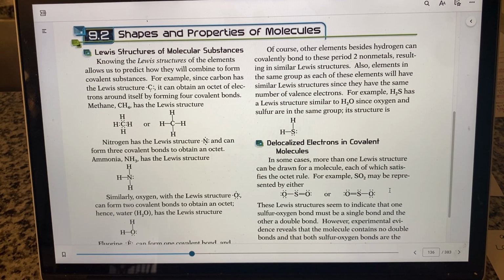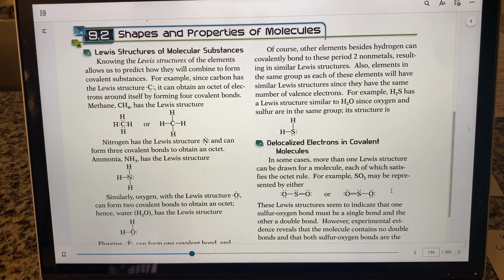And so we'll have some situations like this one here. For example, carbon has the Lewis structure of 4, and it can obtain an octet of electrons. It needs 8, so it needs to share 4 of them. Hydrogen each has 1 to share, so we end up with this picture here with 1, 2, 3, 4, 5, 6, 7, 8. This is one way to do the Lewis structure, or like this. Either way, you see the carbon sharing with all the hydrogens.